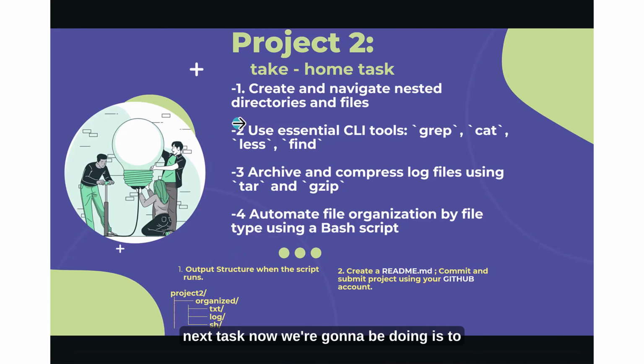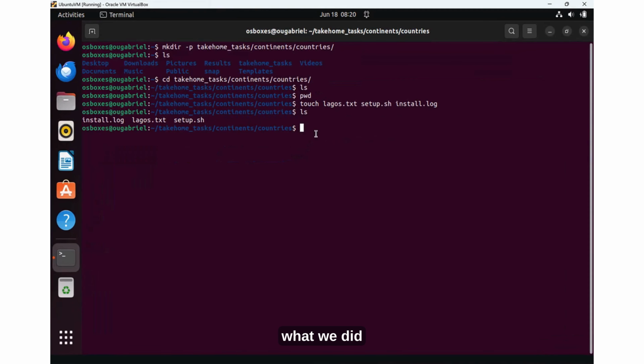So the next task that we're going to be doing is to use essential CLI tools, which is grep, cut, less, and find. All right. So to do that, we continue with what we did in the last task. So we are looking for cut, less, find, and grep. Before we can do that, let's input some content inside our files so we can be able to grep and cut them.